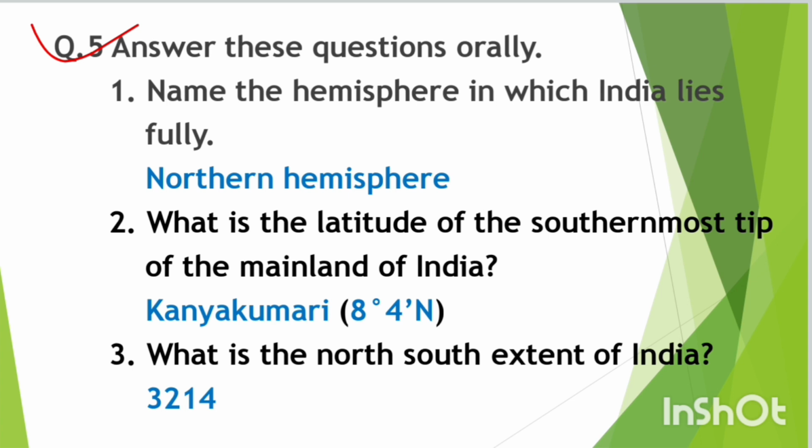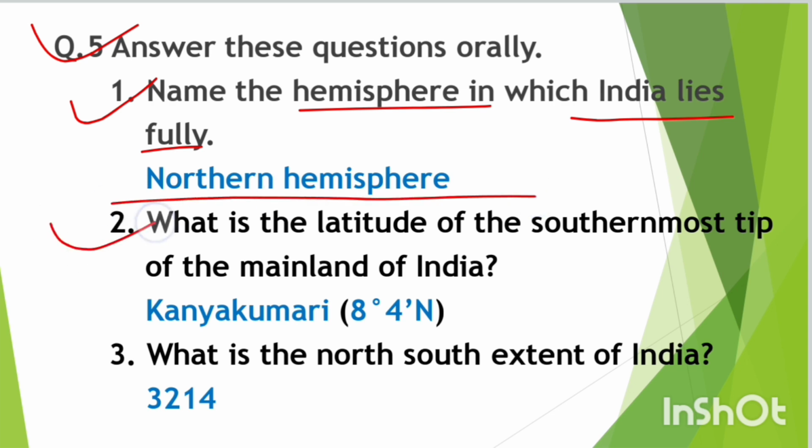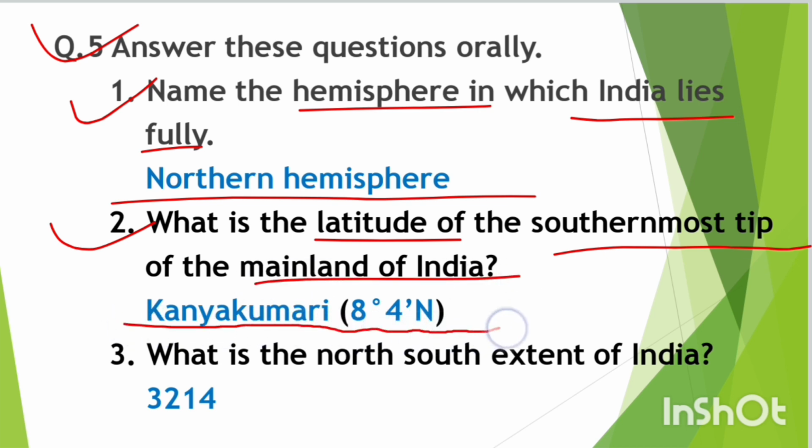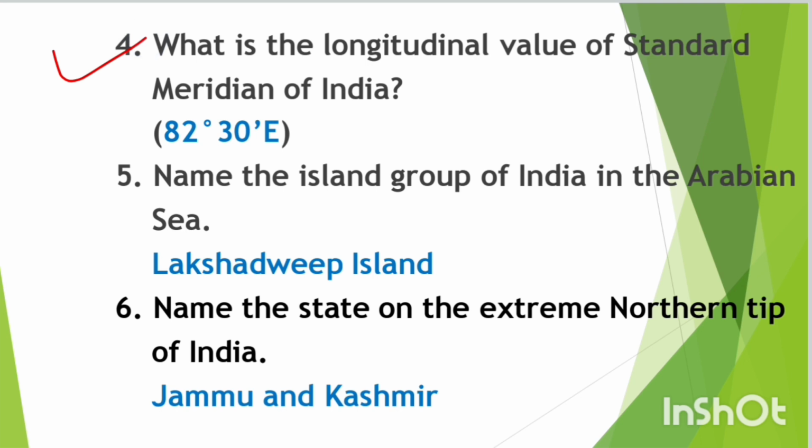Next question, question number 5. Answer this question orally. First one, name the hemisphere in which India lies fully. Northern Hemisphere. Second, what is the latitude of the southernmost tip of the mainland of India? Answer, Kanyakumari, 8 degrees 4 minutes north. Third one, what is the north-south extent of India? Answer, 3,214 km. Fourth one, what is the longitudinal value of the standard meridian of India? Answer, 82 degrees 30 minutes east.